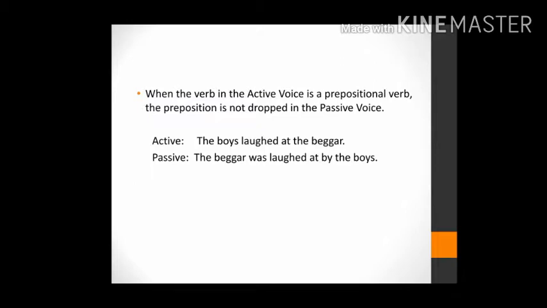When the verb in the active voice is a prepositional verb, the preposition is not dropped in the passive voice. Example, the boys laughed at the beggar. The passive voice of the sentence is the beggar was laughed at by the boys.